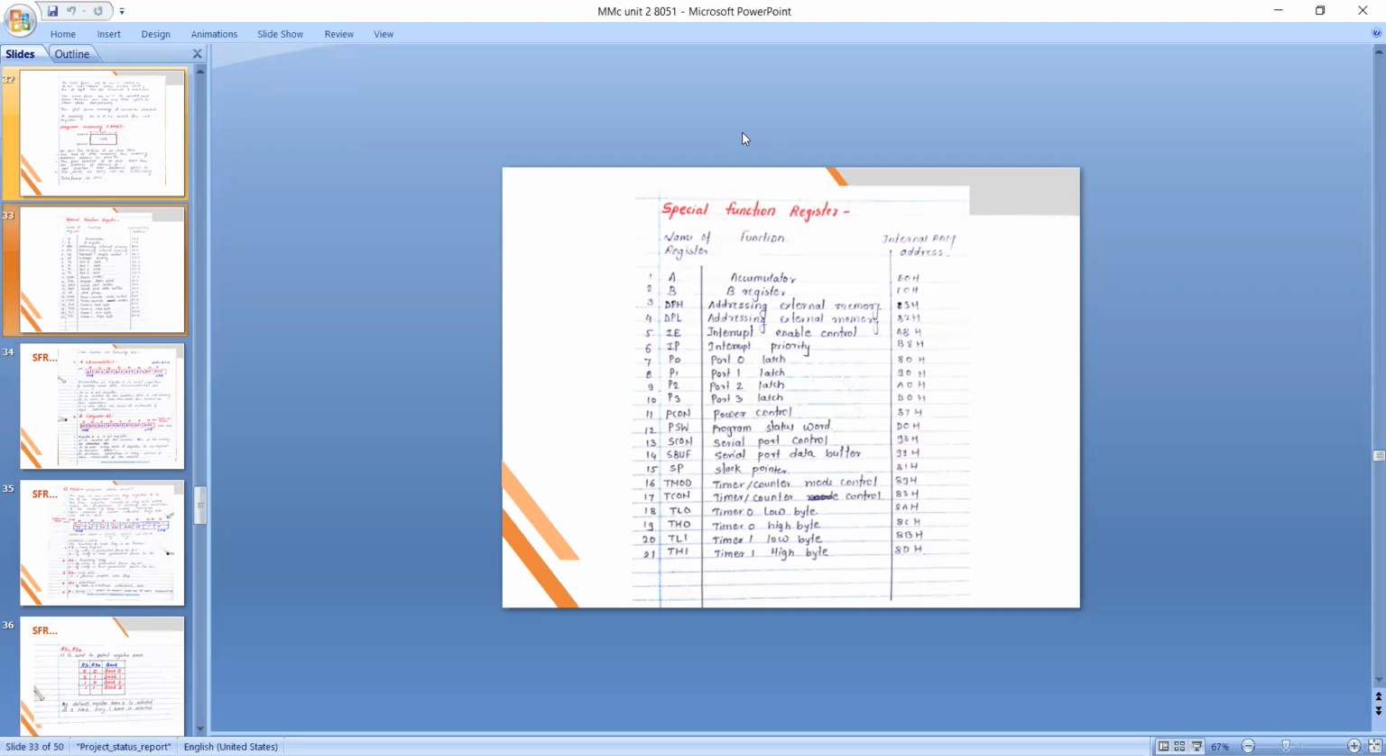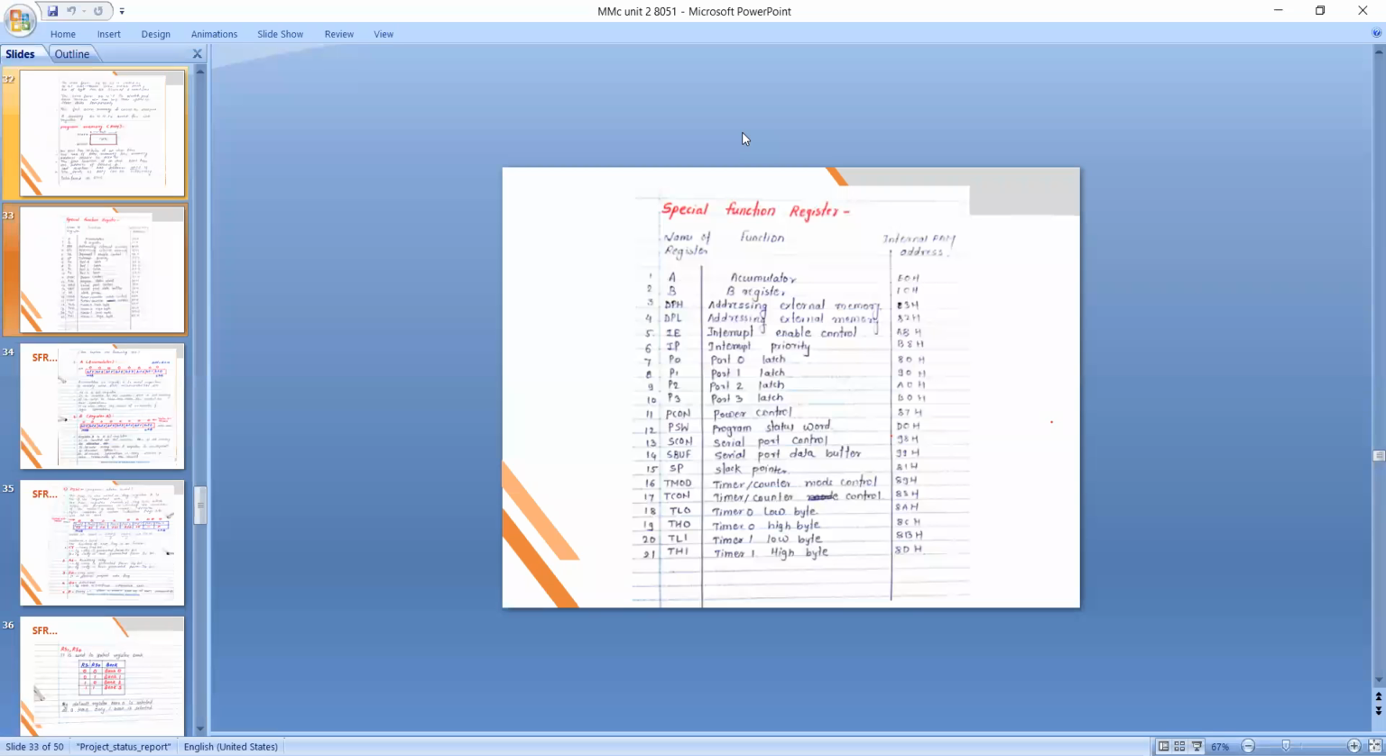In the last lecture, we completed the part on SFRs. SFRs are the special function registers used for different applications. If we want to perform any operation related to a particular task, we have to use that particular SFR. If we consider the total list, there are 21 SFRs present. Each SFR has a specific address in the SFR memory.